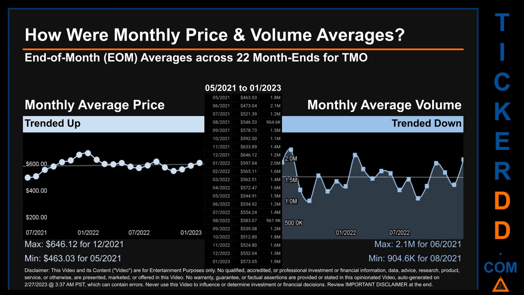How were price and volume averages for TMO? Across 447 trading days, there were a total of 22 month ends, of which monthly averages for daily price and volume were calculated. Overall, monthly price average trended up while monthly volume average trended down. The maximum end-of-month average price was $646.12 for 12/2021, while the minimum was $463.03 for 05/2021. Looking at volume, 06/2021 and 08/2021 respectively saw the highest and lowest monthly average volume at 2.1 million and 904.6 thousand.